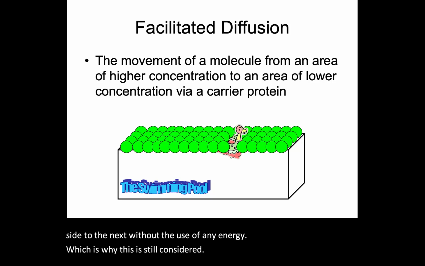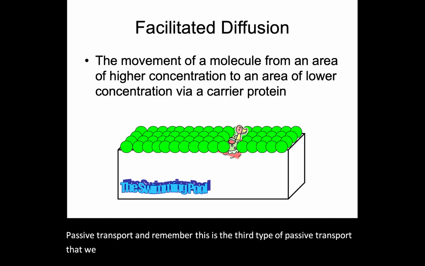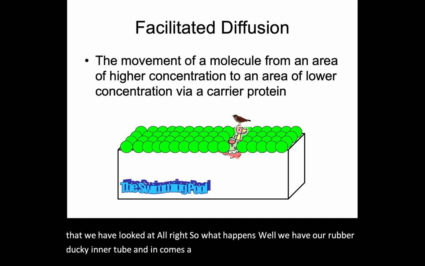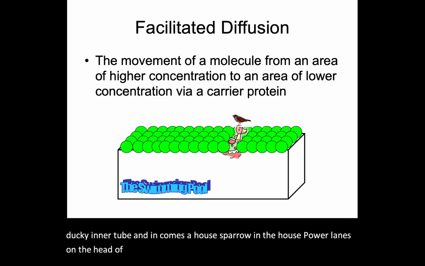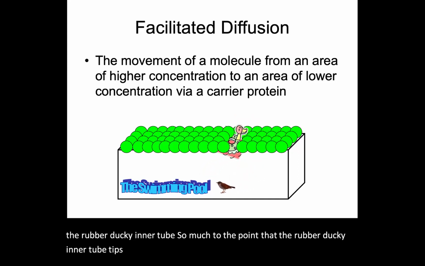And remember, this is the third type of passive transport that we have looked at. All right. So what happens? Well, we have our rubber ducky inner tube, and in comes a house sparrow, and the house sparrow lands on the head of the rubber ducky inner tube and immediately destabilizes it, so much so that the rubber ducky inner tube tips over and the house sparrow falls into the pool.